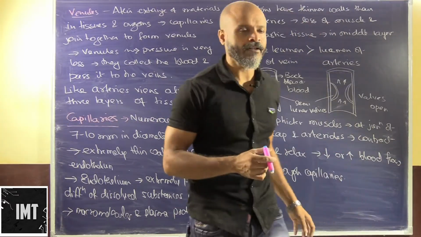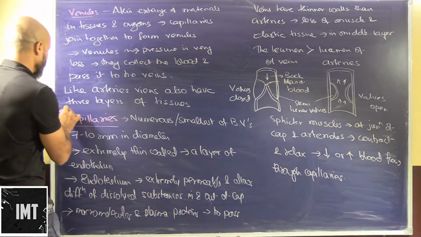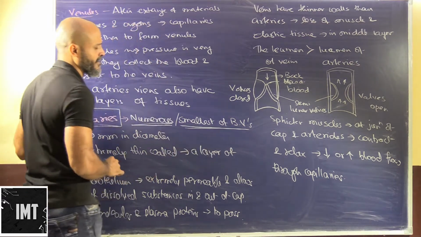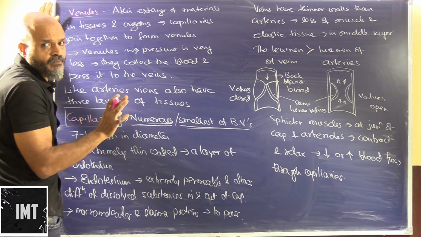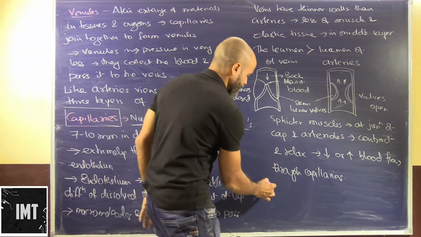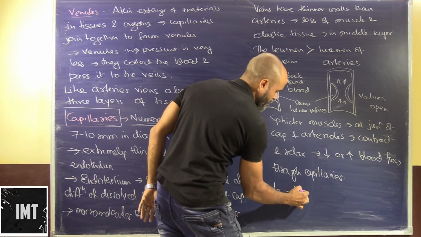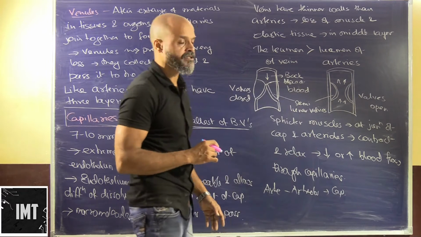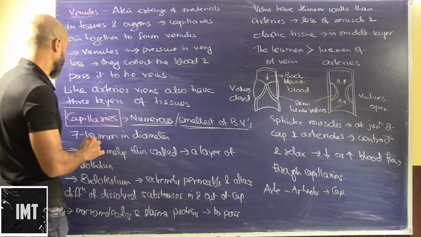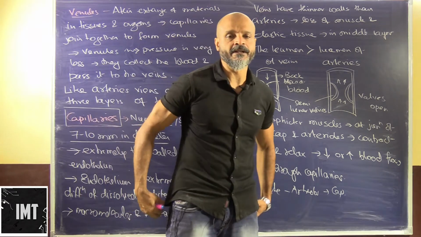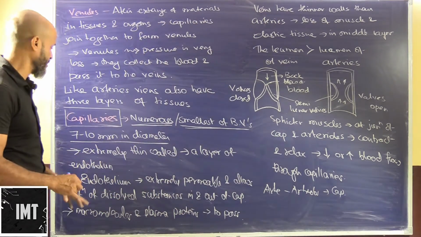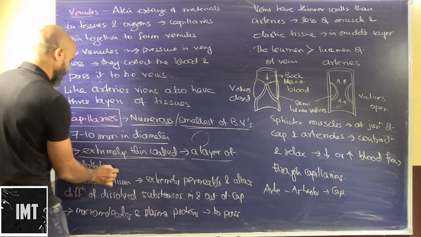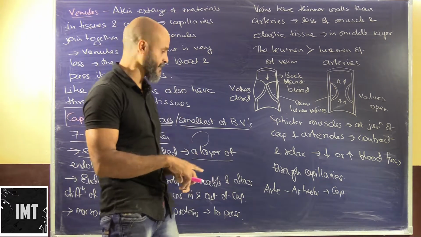We were going through the capillaries. These capillaries are numerous and the smallest of all blood vessels. We have seen that the arteries branch out into the arterioles, and these arterioles branch out into the capillaries. So the capillaries have the minimum diameter, basically 7 to 10 micrometers. They are extremely thin walled; there is just a layer of endothelium.